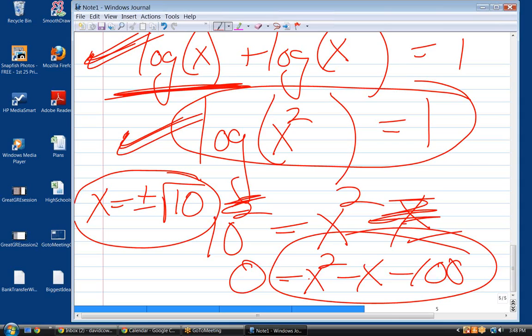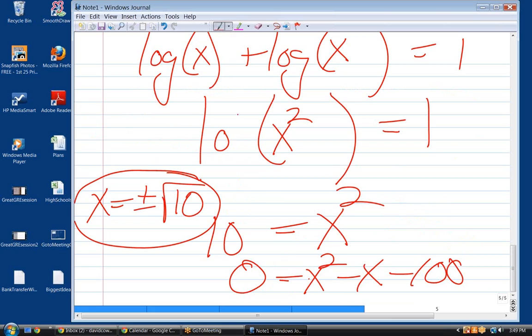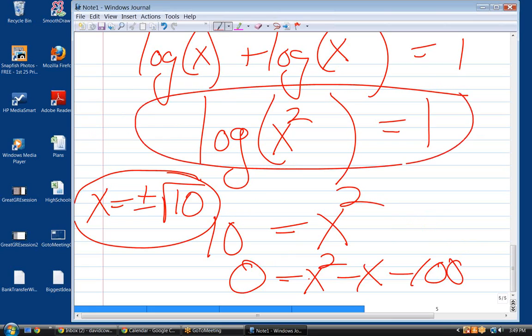So I guess what I'm trying to warn you about is that with regard to domain restrictions, these are not equal. And when you are checking domain, always go back to the original equation, not an intermediate one like this one. This is the intermediate equation. Minus square root of 10 does not fit there. So this problem would only have one answer. It would be the positive square root of 10.